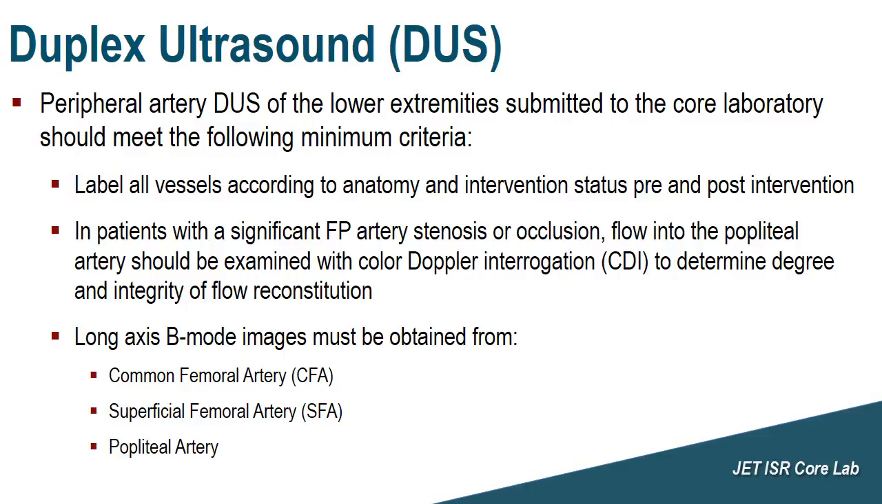I think it is important that the guidance provided in CLP form 2 is strictly followed, because mislabeling or using incorrect labels can confuse the analysis at the core lab end. In patients with significant femoral popliteal artery stenosis or occlusion, flow into the popliteal artery should be examined. The minimum requirements are proximal, common femoral artery, superficial femoral artery, and popliteal artery distal to the stent if the stent is in the mid or distal SFA.